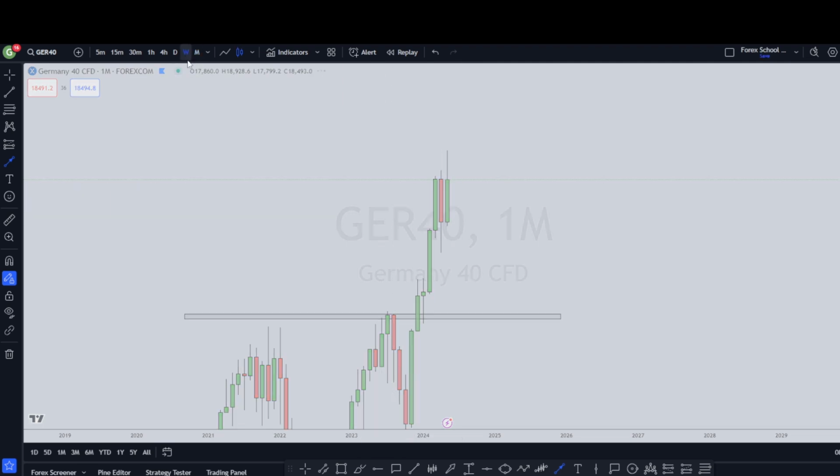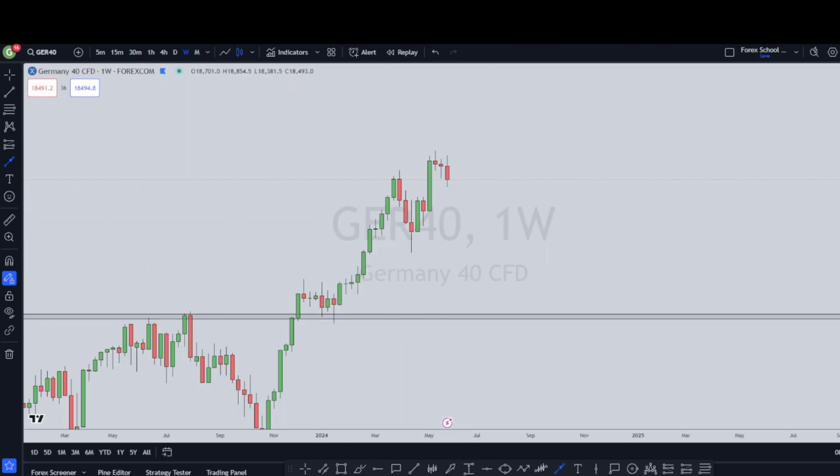Now, dropping to the weekly time frame, what we see is price created an area of minor resistance here and another area of minor resistance here, but it took just one momentum candle on the weekly time frame to break above both this minor resistance and the stronger resistance to the left. Right now, what we are seeing is a retracement.